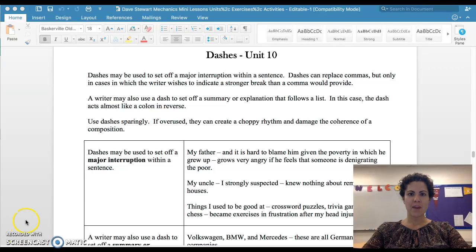Hi guys, I'm going to show you how to use dashes today. So we're in Unit 10. Let's just go ahead and start here.